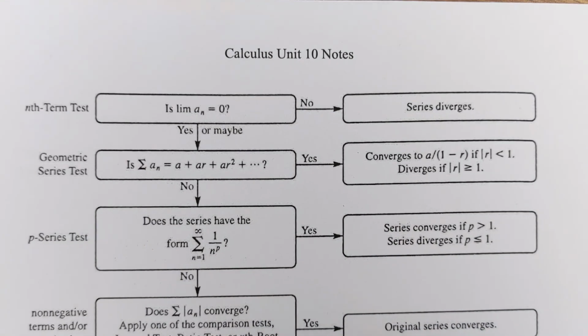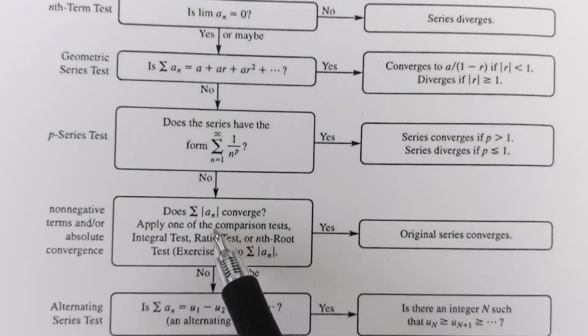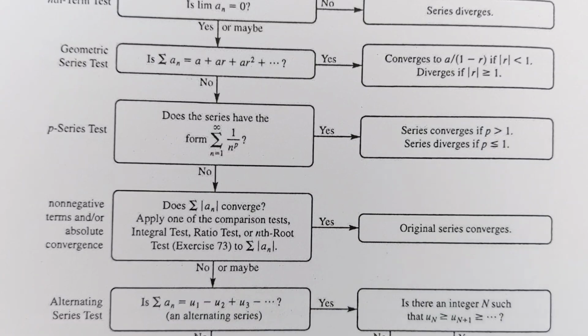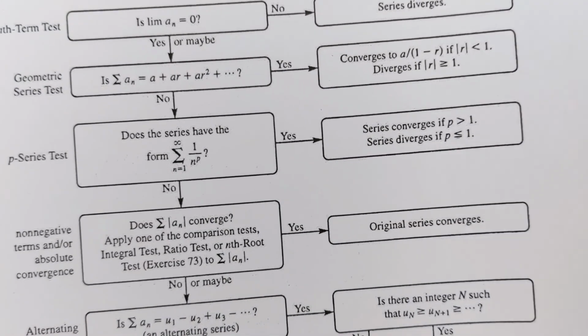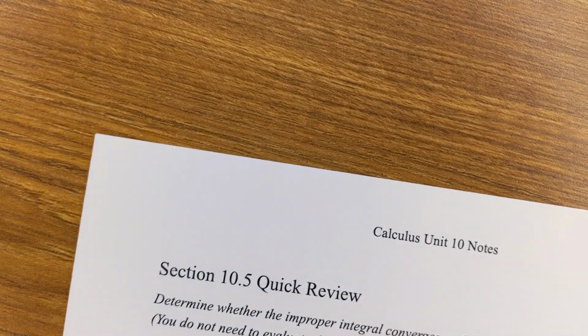And so on and so forth. Here you've got non-negative terms, so does the absolute value converge, and so on. So integral, ratio, nth root. The ratio test is the one that I prefer just because it gives us very, very simple answers. We don't have to try to come up with another series to check it against. So the ratio test is very, very useful. But that brings us to the end of the section.